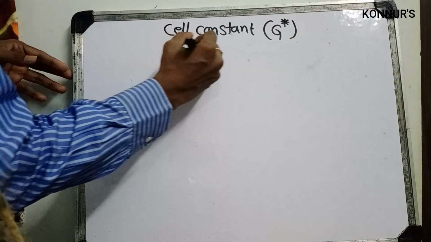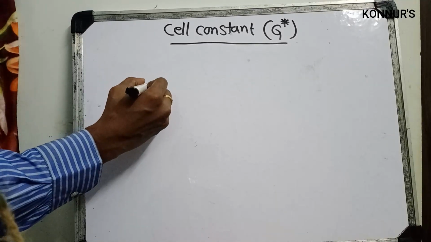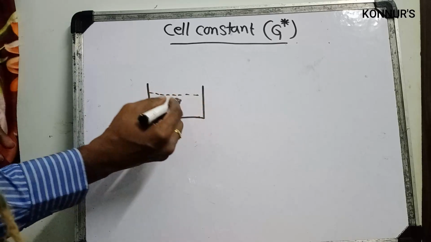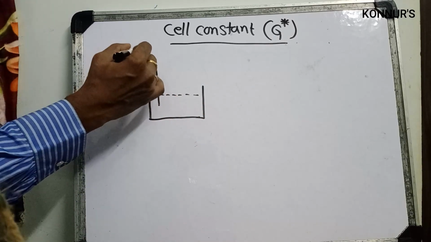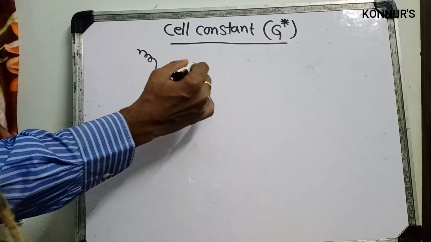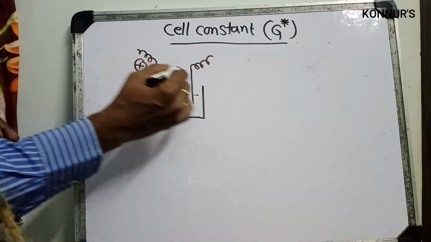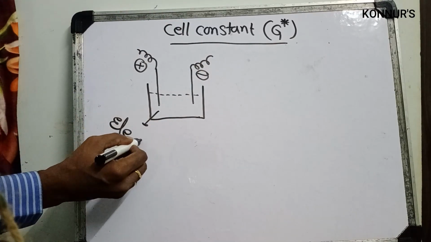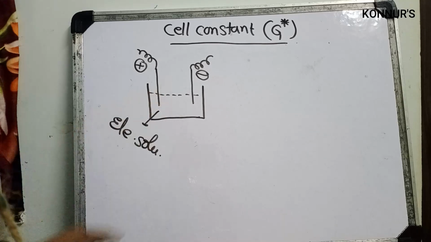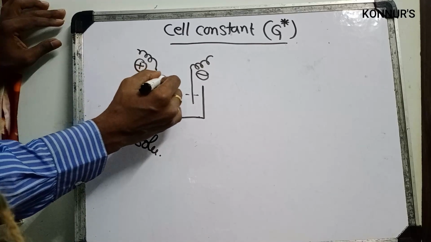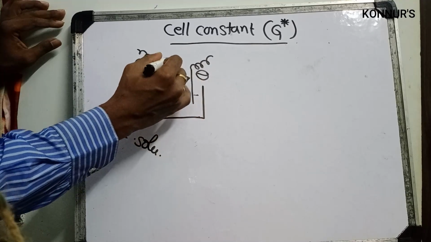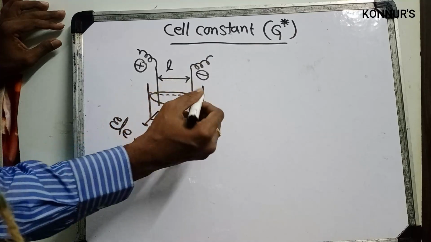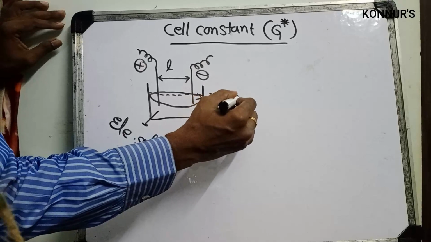See, actually the electrolytic cell, we have seen what is an electrolytic cell. We are taking a beaker and taking electrolytic solution and immersing two conducting rods. One is connected with positive, another one is connected with negative. This is the electrolytic solution. Here, the distance between the two conducting rods you take as L centimeters, and the cross section area of the solution you take as A centimeter square.